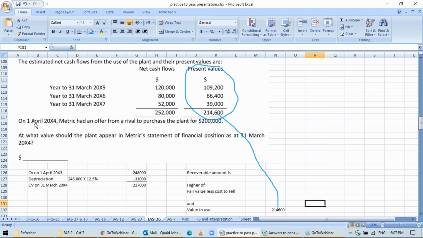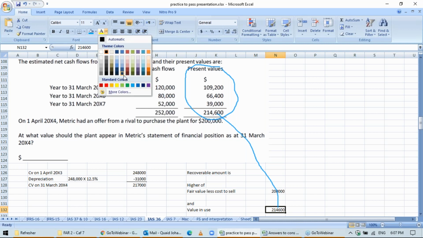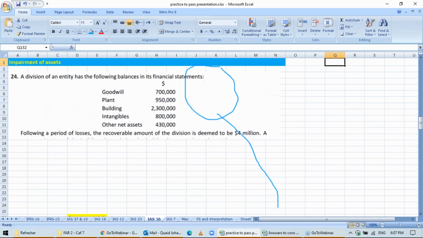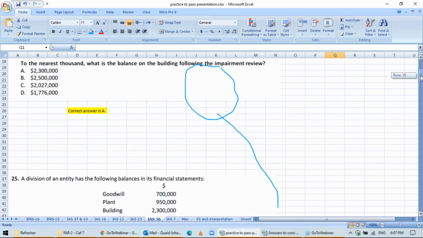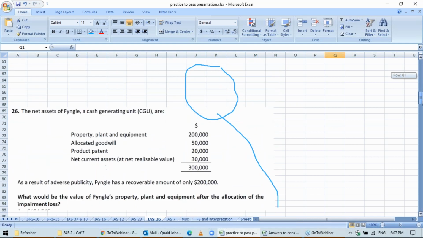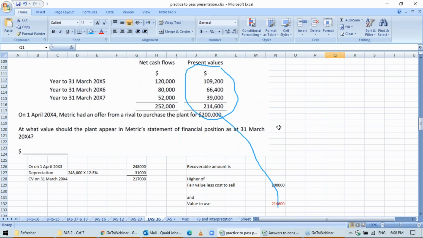And further it says that on 1 April 2004, Matrix had an offer from a rival to purchase the plant for 200,000. So maybe its fair value is 200,000. So now what's the higher amount? The higher amount is 214,600. So the recoverable amount is 214,600 in here. So I am shading it as red. Okay. So the recoverable amount is found to be 214,600.